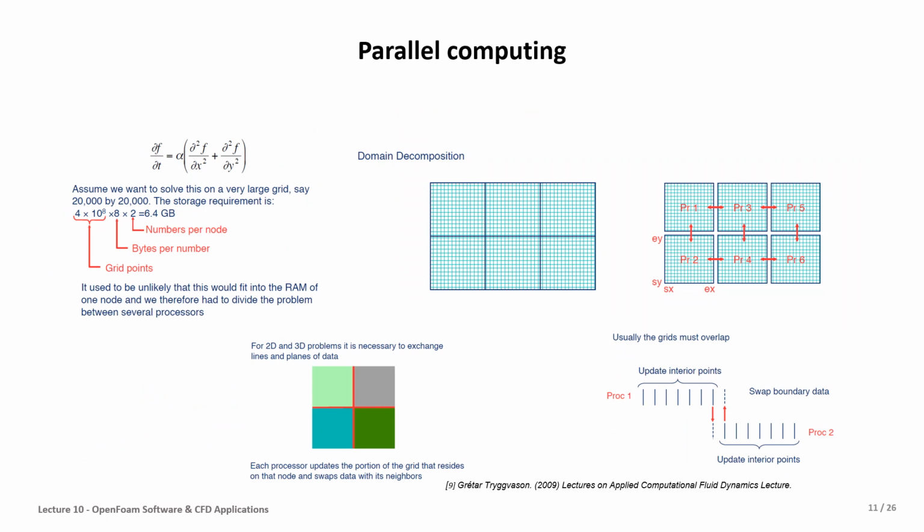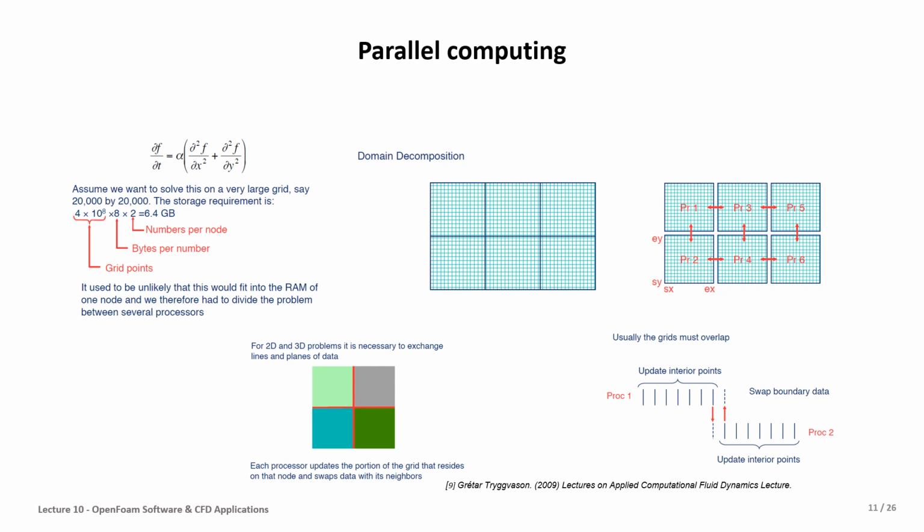Regarding parallel computing, here is a simple example of domain decomposition. When we want to run a problem in parallel in CFD, especially in OpenFOAM, we use the MPI capability. In this regard, we decompose the domain of the problem. Here we can see this domain is decomposed into 6 subdomains, and each subdomain is assigned to one processor, processor 1 to 6.